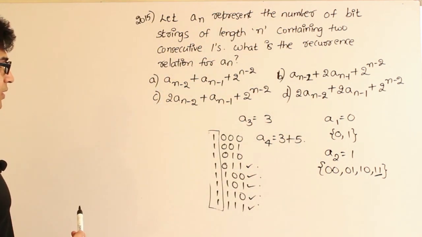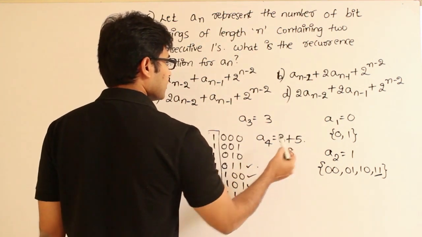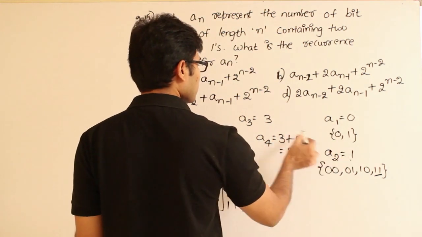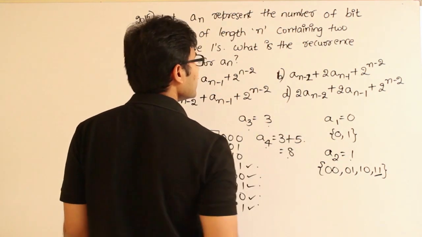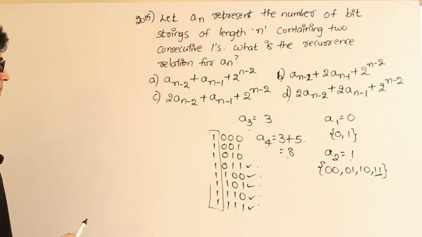Understood this? So what did we do? It is 8. Now you can check this. a1 equals 0, a2 equals 1, a3 equals 3, a4 equals 8. You can substitute and check in these values, right?